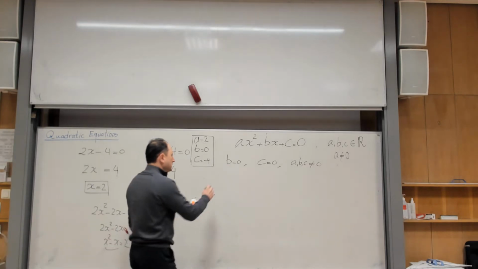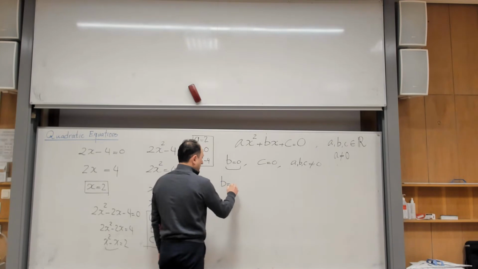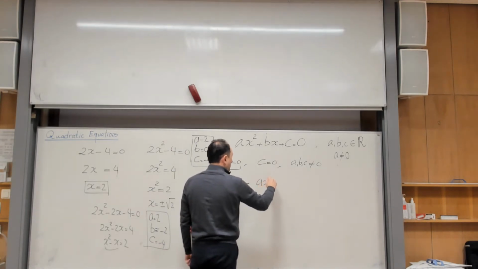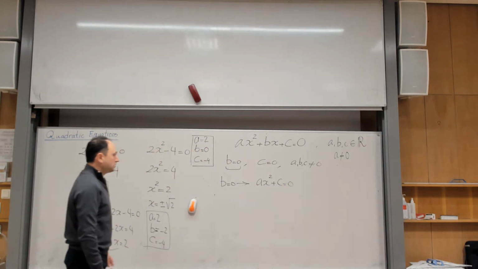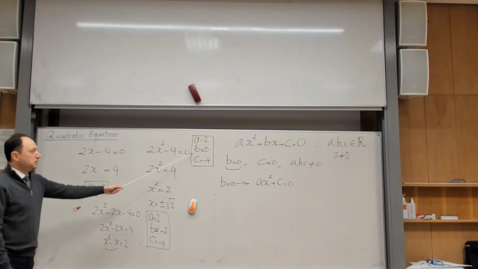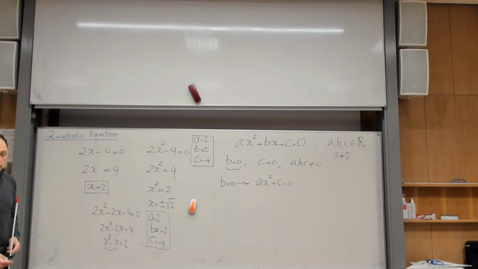What happens if b is 0? If b is 0, then the equation that I am facing is an equation of this type. And without any explanation, you actually know what to do. This is one of those problems. You see, b was 0, and I was able to solve it even without explanations.